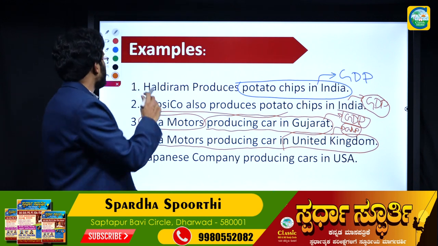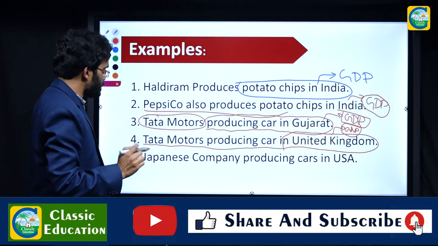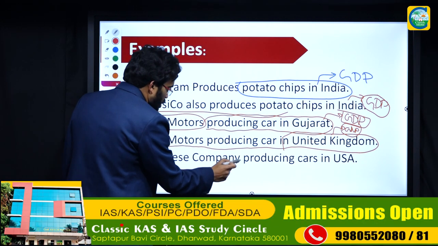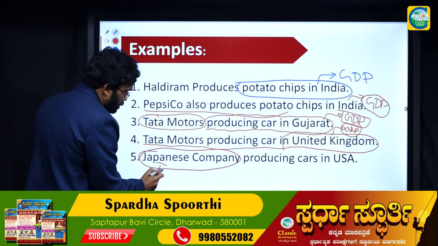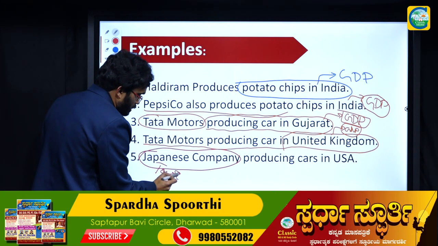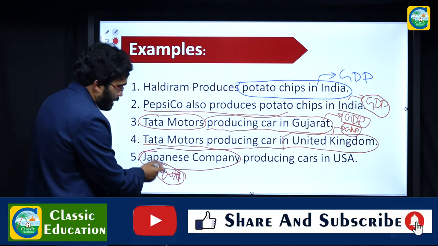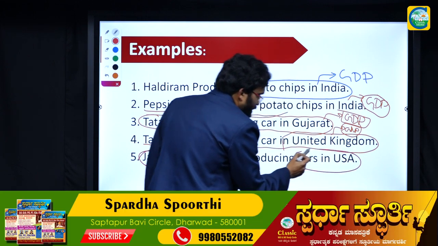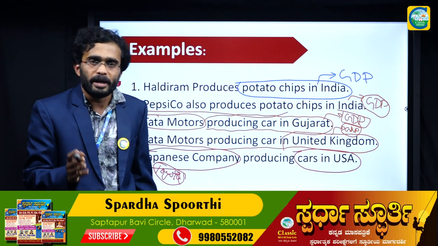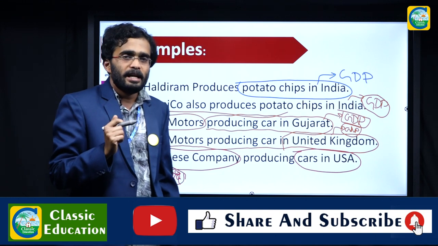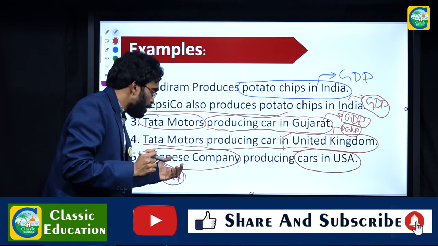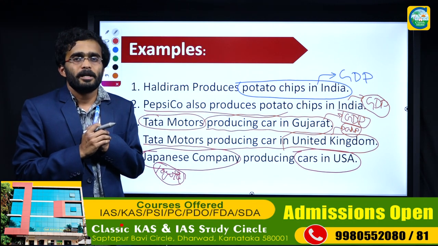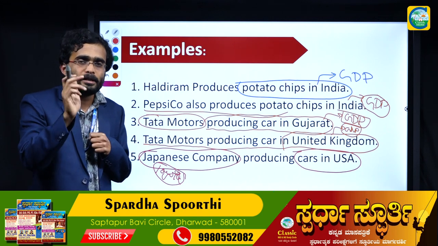Okay, now let us take a difficult example. A very difficult example, students. Let us say a Japanese company, Toyota. Is Toyota a Japanese company? I don't know. Let us take a hypothetical example. A Japanese company is producing cars in the USA. Does this come under the GDP of Japan or the GDP of USA? A difficult question. Pause this video and tell me the answer.